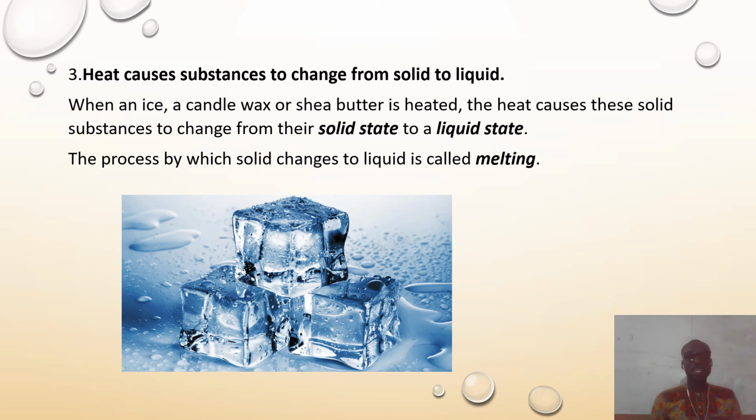Let's take a look at another effect of heat on substances. Heat causes substances to change from solid to liquid. When ice, candle wax or shea butter is heated, the heat causes these solid substances to change from their solid state to liquid state. The process by which solid changes to liquid is called melting.